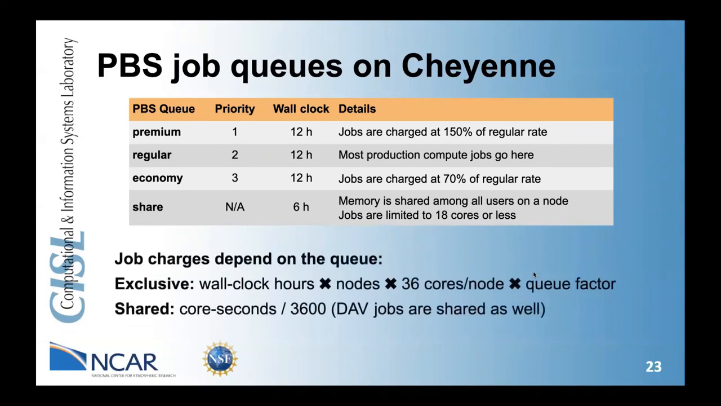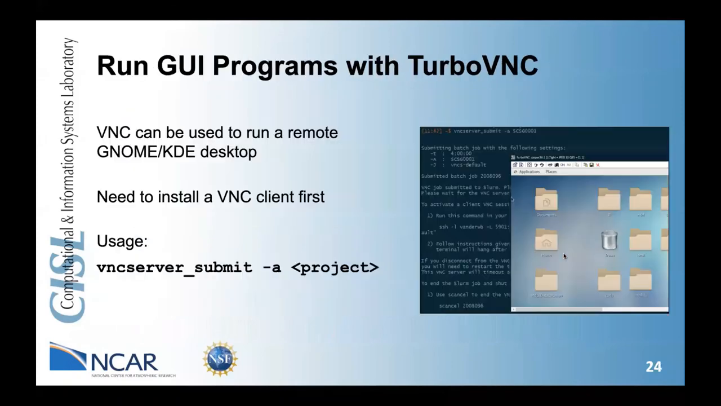And then the way the charging goes depends on the queue you're running in, as I mentioned. So the number of hours you ran for, by the number of nodes you used, by 36 cores per node, times the queue factor is what your charging is on Cheyenne. And the share queue enables you to use less than one full node. So you could use a partial node for a certain amount of time in the share queue.